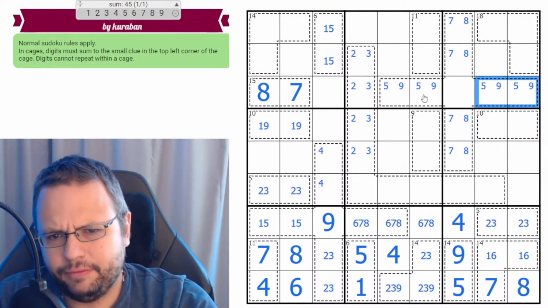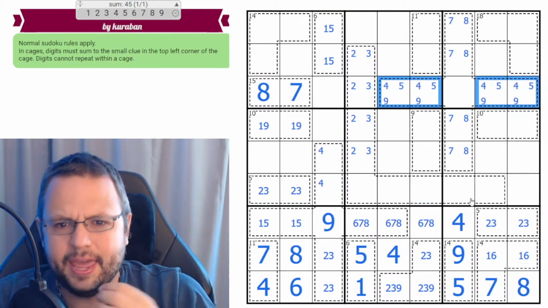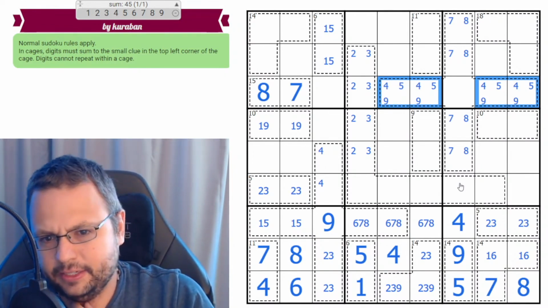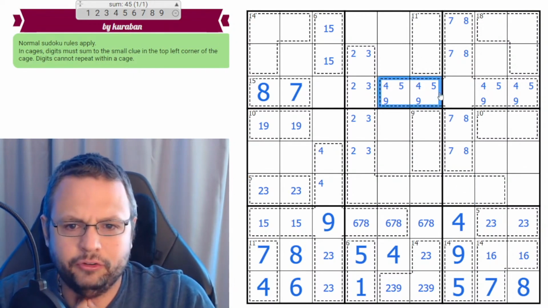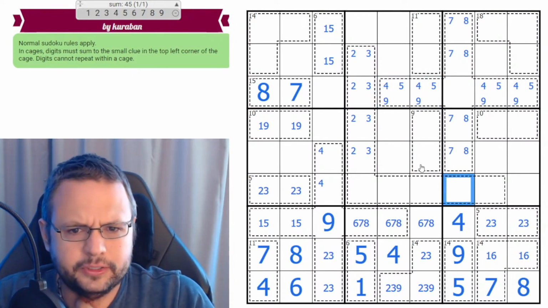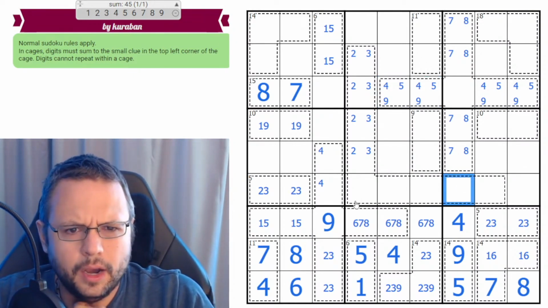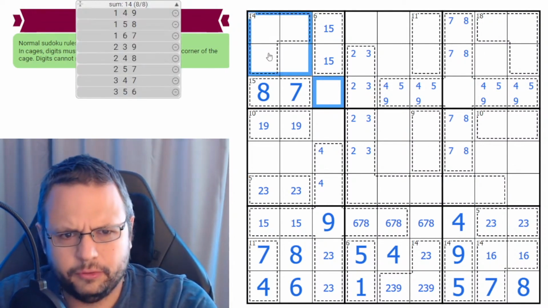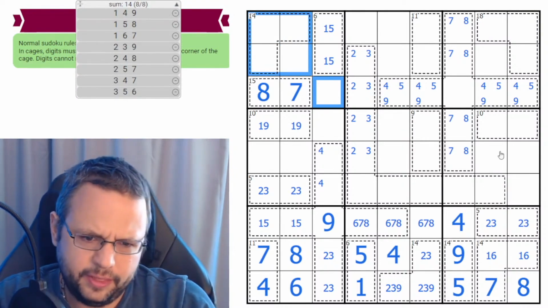So there's definitely a 4 in here. I can say that much. One of those cells is a 4. I'm only missing one digit. It's whatever that digit is that goes and joins this bunch of stuff. Okay. I'm just going to gratuitously pencil mark this box because I'm interested in the 14 cage.